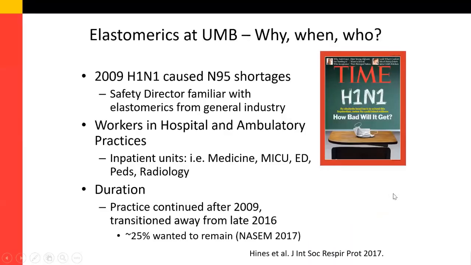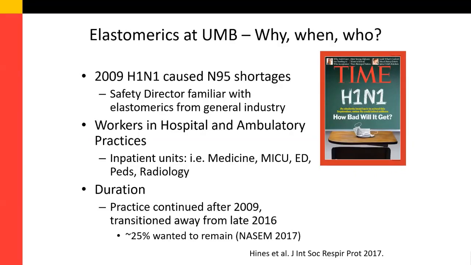So the University of Maryland Baltimore campus has used elastomeric respirators since 2009 due to N95 respirator shortages. And at that time, the safety director was familiar with elastomeric respirator use from general industry and saw them as reliable. So these were assigned to hospital workers in certain units that were deemed to be higher risk, as well as to workers in the ambulatory practices.